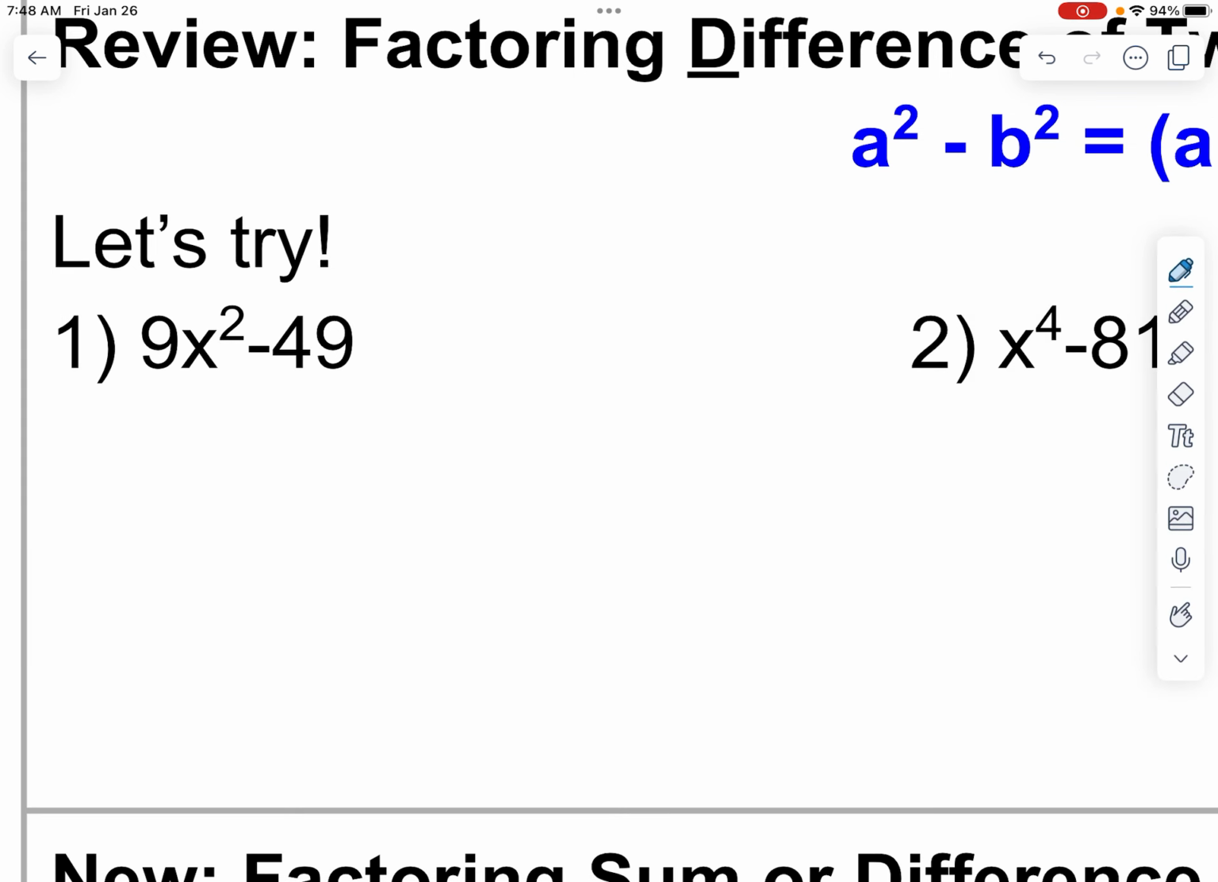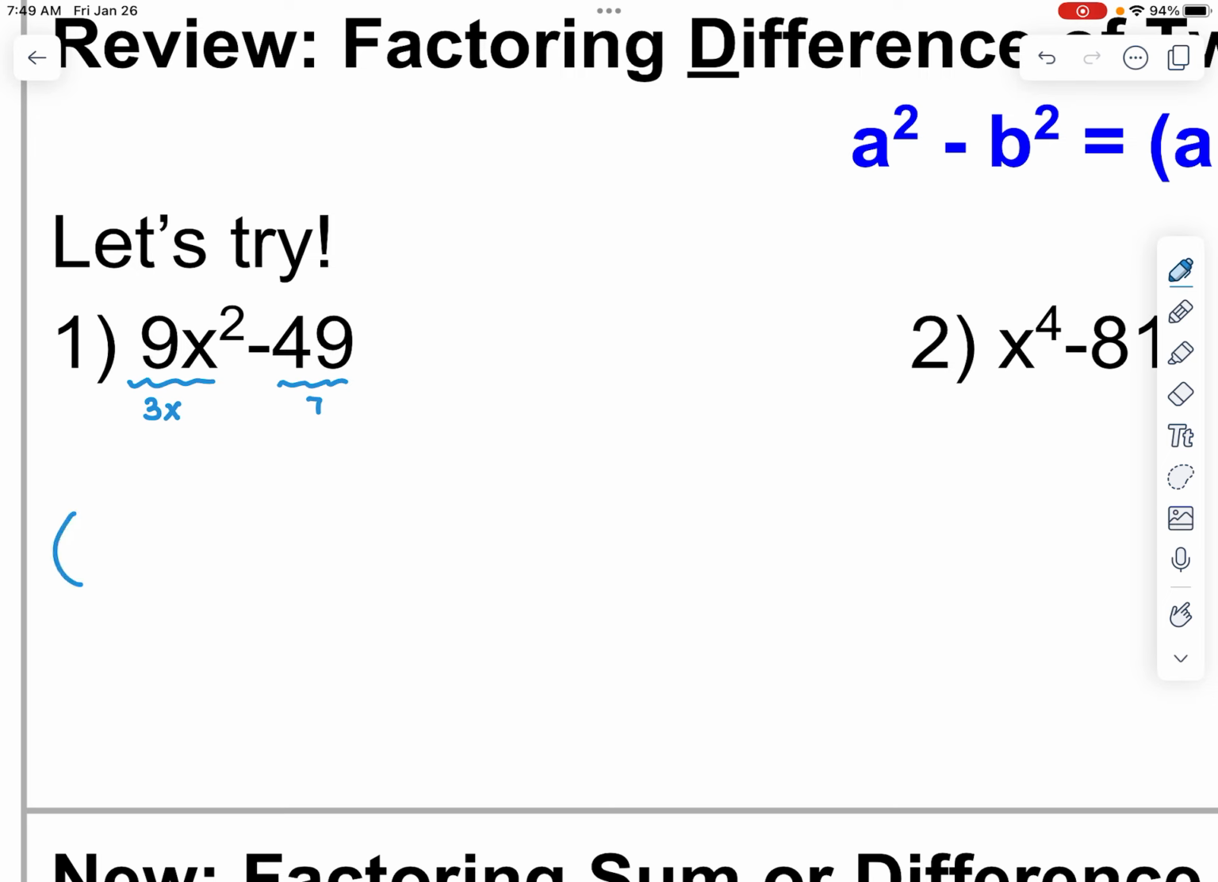The first one here is 9x squared minus 49. So 9x squared is a perfect square. The square root of 9 is 3, and the square root of x squared is x. And then 49 is a perfect square. The square root of 49 is 7. Okay, that's just to remind us what they are.